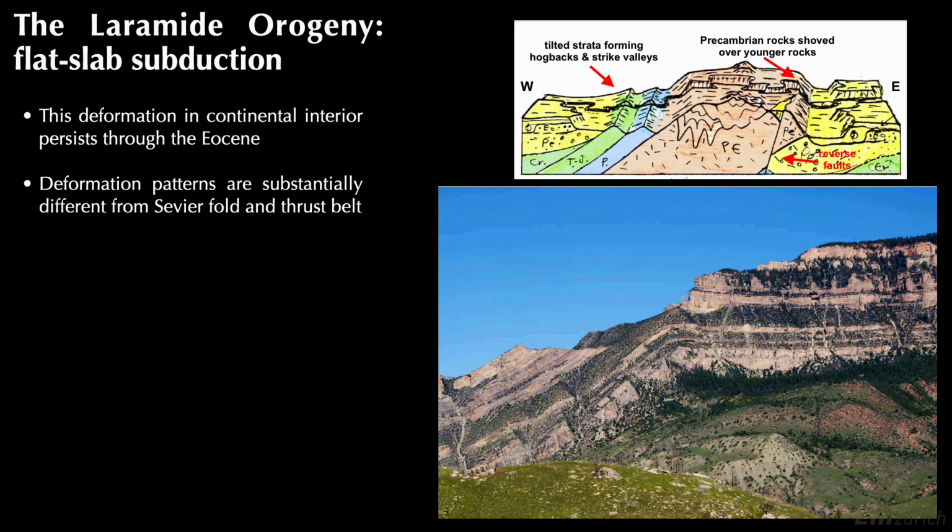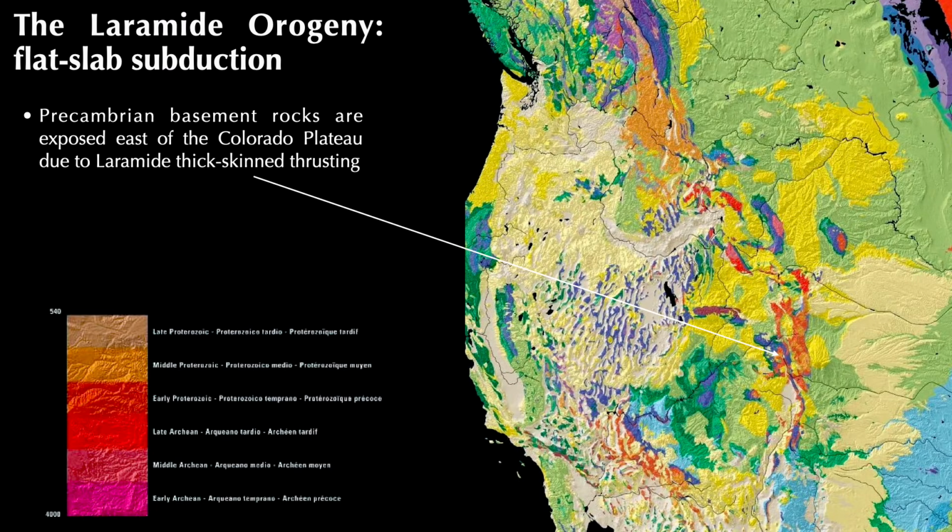Here's an example of one of these monoclines with basement rock uplifted in the core and tilted sediments enveloping them on their margins. And these Laramide basement-cored uplifts are substantial enough that they're what actually raises Precambrian basement rocks from the Proterozoic craton to the surface, whereas everywhere else these are buried by later sediment and later deformational events.